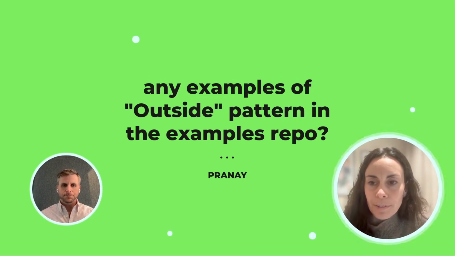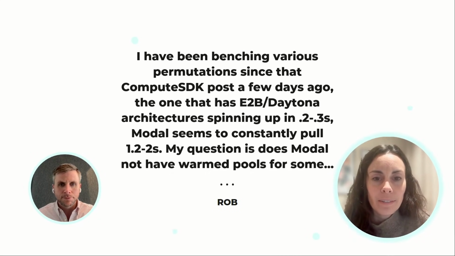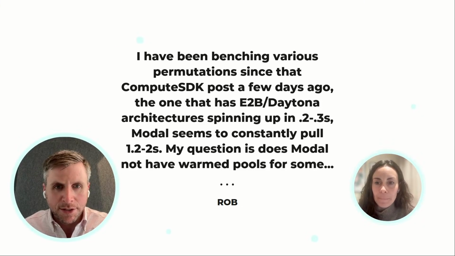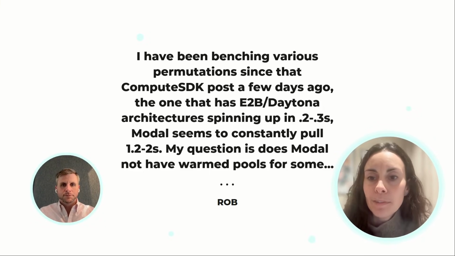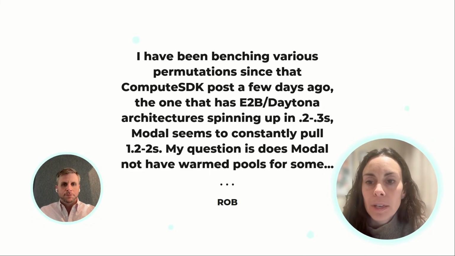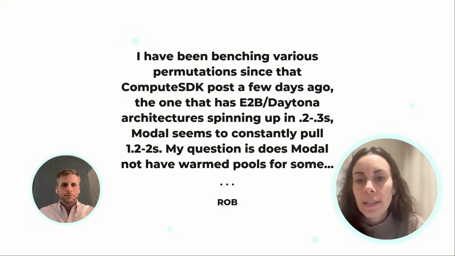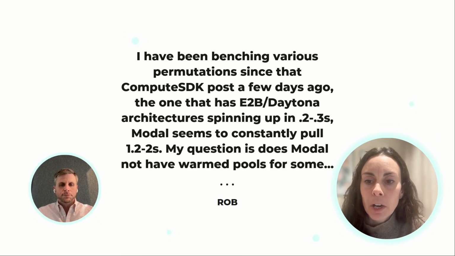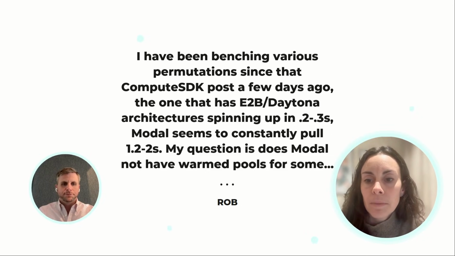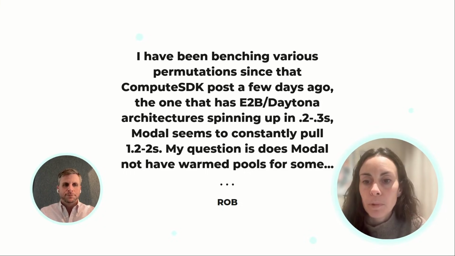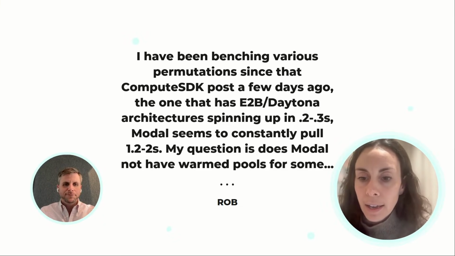I think we're soon out of questions, but here's an interesting one about compute SDK benchmarks. Can you see it? No, I'll read it anyway for everyone else's sake. I have been benching various permutations since that compute SDK post a few days ago, the one that shows E2B and Daytona architectures spinning up in 0.2 to 3 seconds. Modal seems to constantly pull 1.2 to 2 seconds. My question is, does Modal not have warm pools for some common set of default parameter images? E2B and Daytona have a smaller space of image configs, which lets them have an advantage when using warm pools. When I warm Modal Sandboxes, I can get 0.3 times and less on concurrent hits once gRPC kicks in.